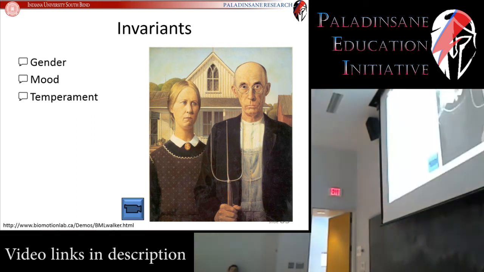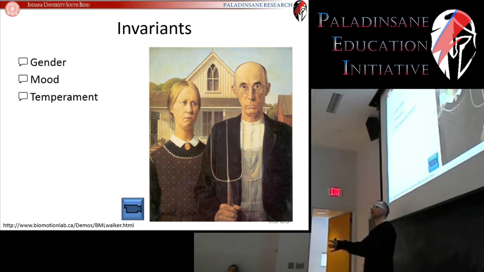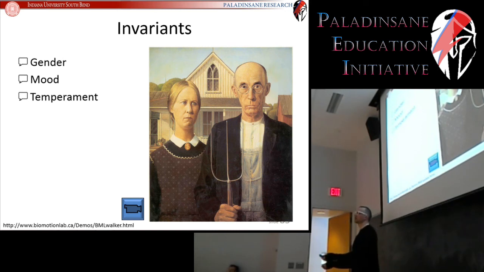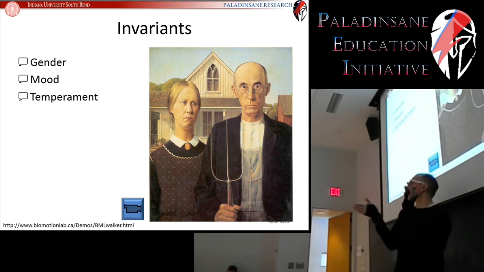That also means that all sad people tend to walk the same way. That doesn't mean that they walk exactly the same way, but the invariant structure of how a sad person walks is the same across individuals. The invariant structure of how a happy person walks, same across individuals. The invariant structure of how a nervous person walks, same across individuals.